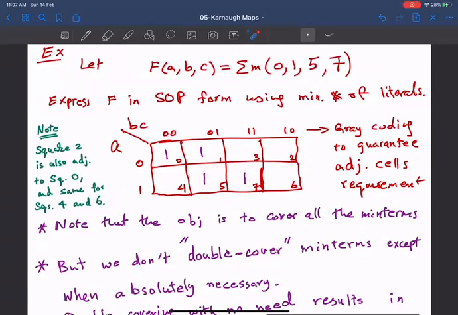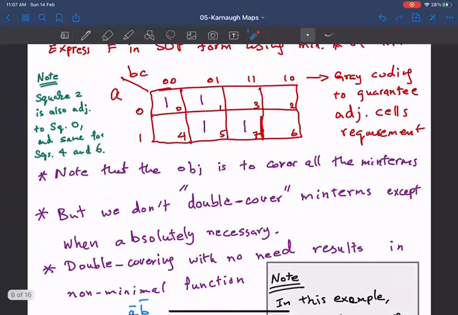However, I know that I can group these two together, but since this one is covered by this group and this one is covered by this group, I don't see any reason why I need to cover this. So there is no reason for covering this group here. Double covering is only done when absolutely necessary, as we will see in a later example.